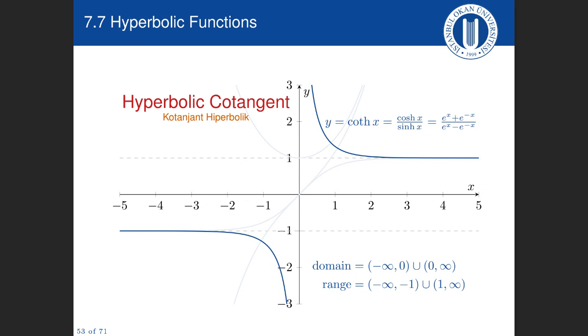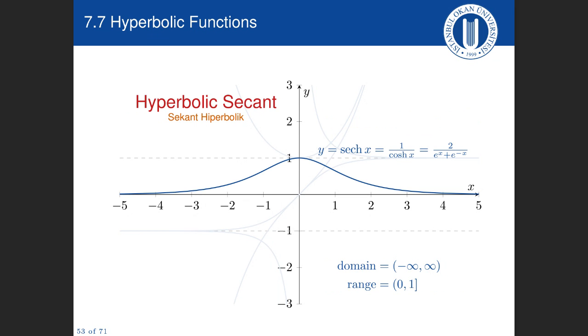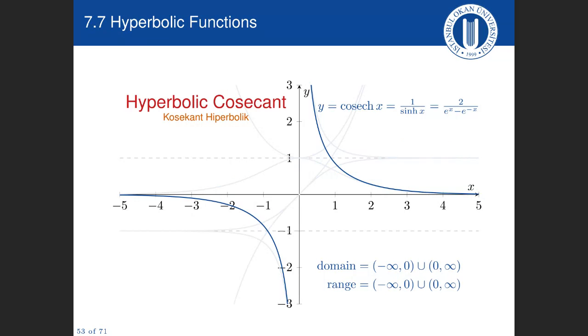There's two more. We have hyperbolic secant, or sech x. That means 1 divided by cosh x. And we have hyperbolic cosecant, csch x.